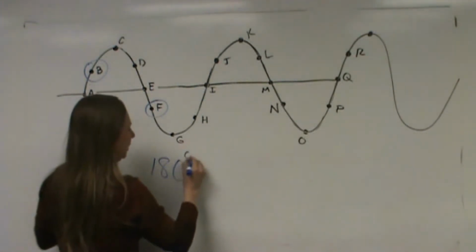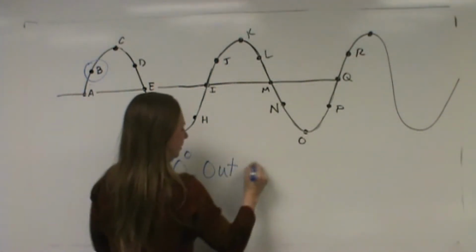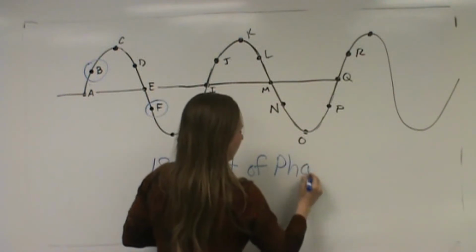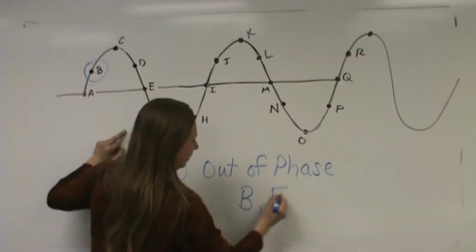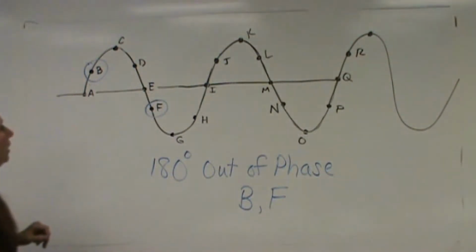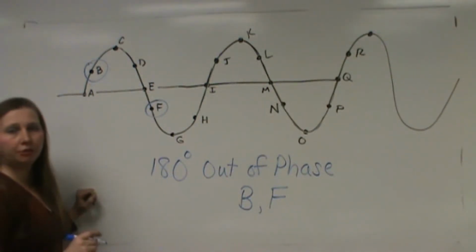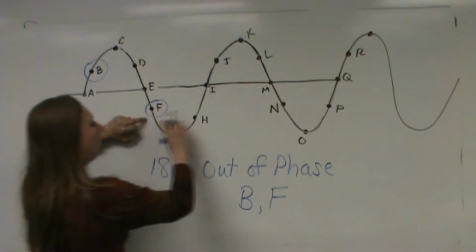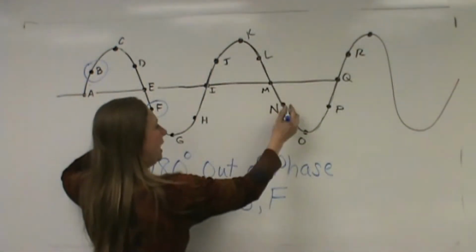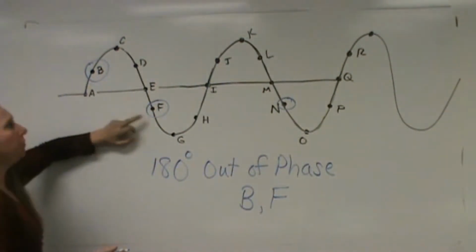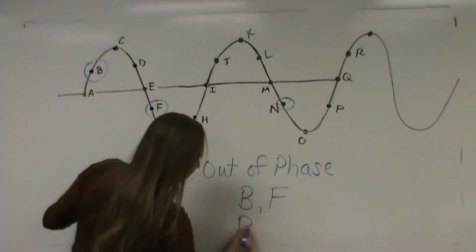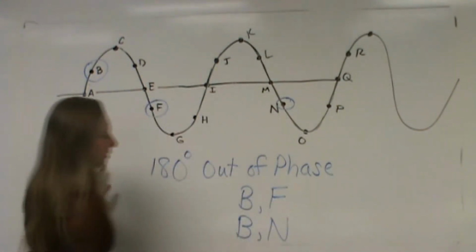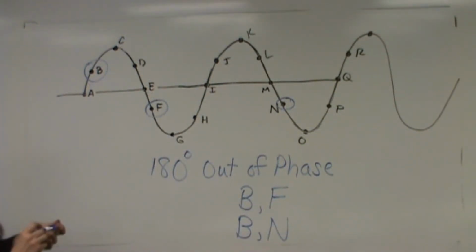So again, 180 degrees out of phase would be B and F. All right, what other pair would be 180 degrees out of phase? Well, whoever is in phase with F, N, would also be 180 degrees out of phase from B. So B and N are 180 degrees out of phase.